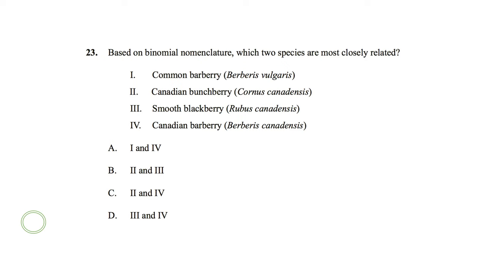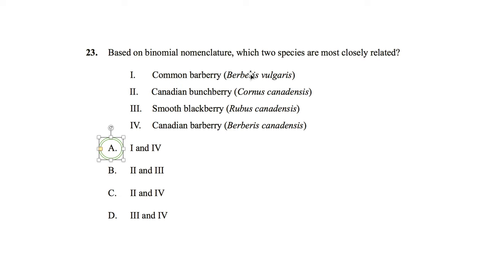Okay, based on binomial nomenclature, which two species are most closely related? They love to ask this. So let's see: genus, species, Berberis vulgaris. You can try it yourself and see what you get. So I would say A. Why would I say A? We can see organism 1 here has the same genus as organism 4. They are different species, but they have the same genus. So they're very closely related.